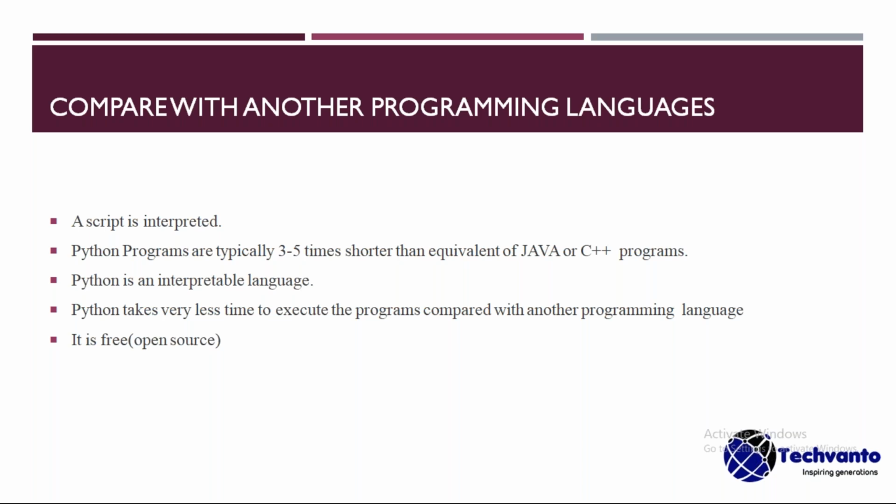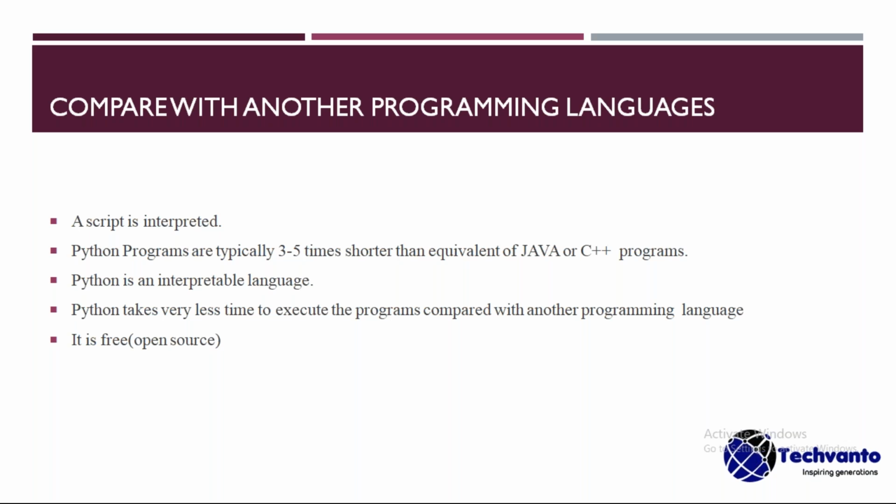and it is an interpreted language, and it takes very less time to execute programs compared with other programming languages. Java and C++ contain a lot of brackets and so on. But in Python, it is not like that. It takes very less time and very less memory to store data, and it is a free open source implementation. That's the difference between Python and other programming languages.